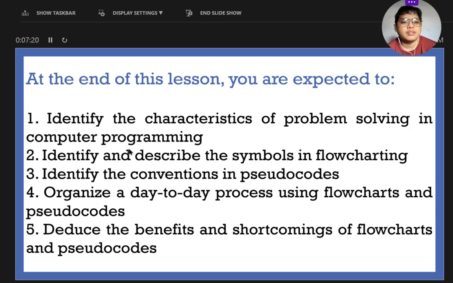programming. Number two, identify and describe the symbols in flowcharting. Number three, identify the conventions in pseudocodes. Number four, organize the day-to-day process using flowcharts and pseudocodes. And number five, deduce the benefits and shortcomings of flowcharts and pseudocodes.